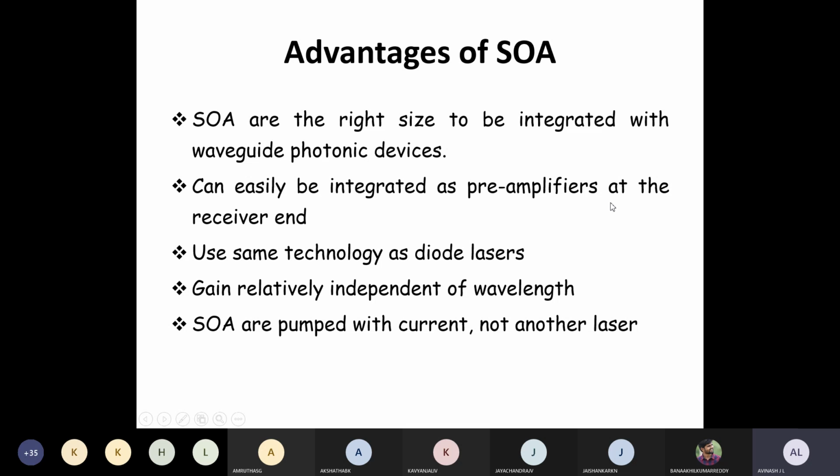So when we see the advantages once again: SOAs are the right size to be integrated with waveguide photonic devices, and can be easily integrated as preamplifiers at the receiver end, and they use the same technology as diode lasers. The gain is relatively independent of wavelength, and SOAs are pumped with current, not another laser. Pumping is very easy. So these are the advantages of SOA, semiconductor optical amplifiers.